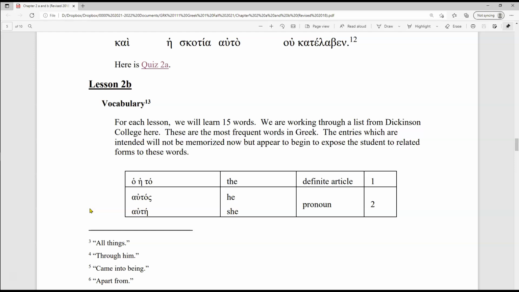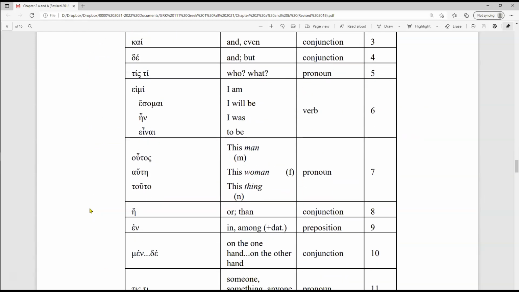You with me? Okay, the next most frequent word is the word kai. You can write and or even. I'll give you credit if you can write any of that.